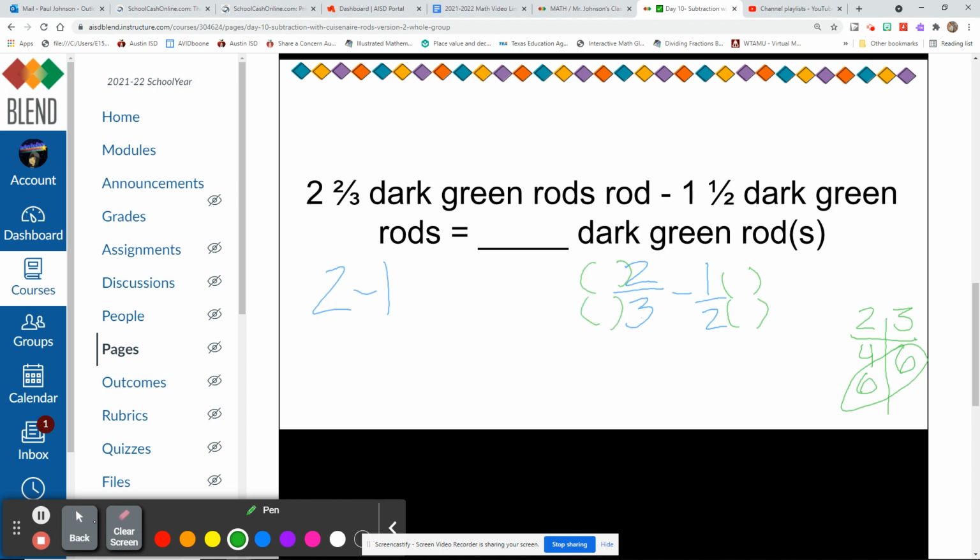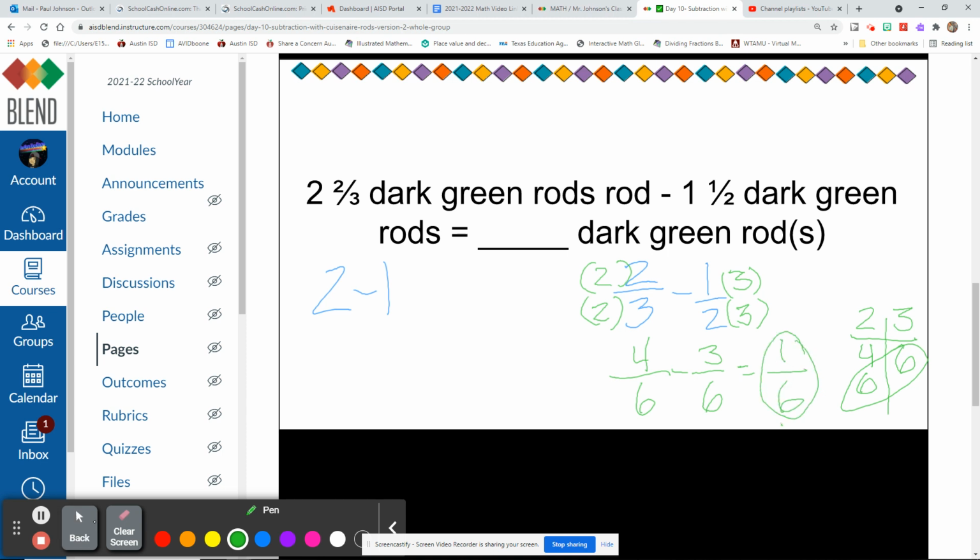So how do we turn 3 into 6 with multiplication? By multiplying by 2. How do we turn 2 into 6 with multiplication? By multiplying by 3. So let's rewrite this. We have 2 times 2 equals 4. 2 times 3 equals 6. So you have 4/6. 1 times 3 equals 3. 2 times 3 equals 6. 4/6 minus 3/6, that is 1/6.